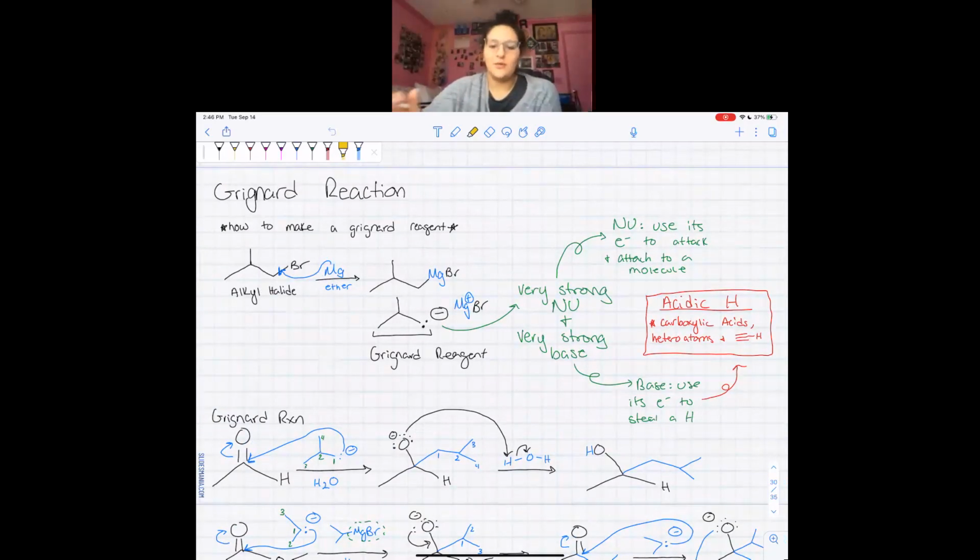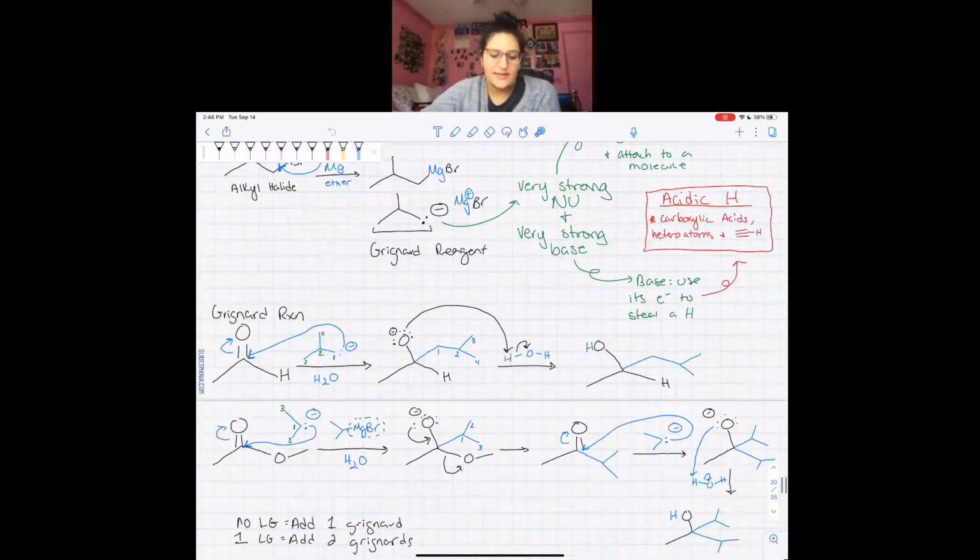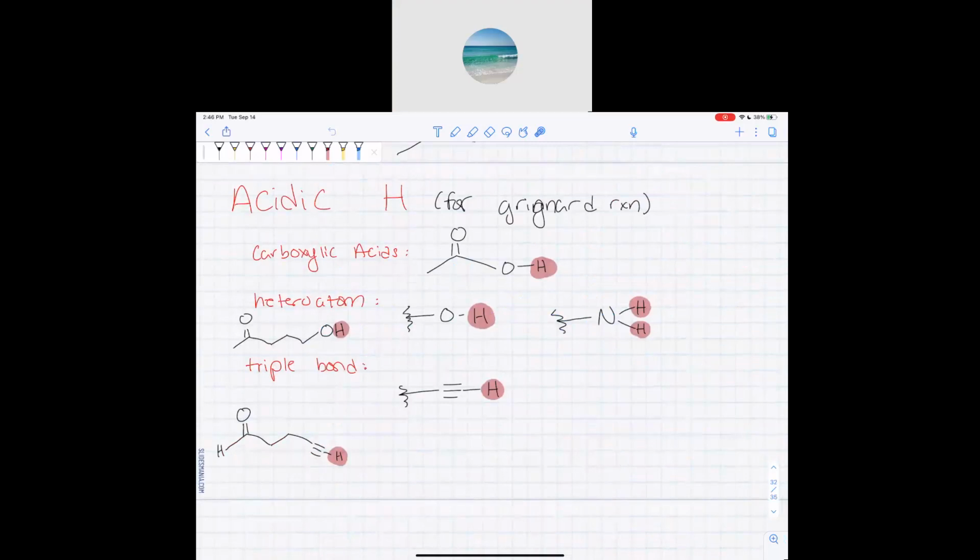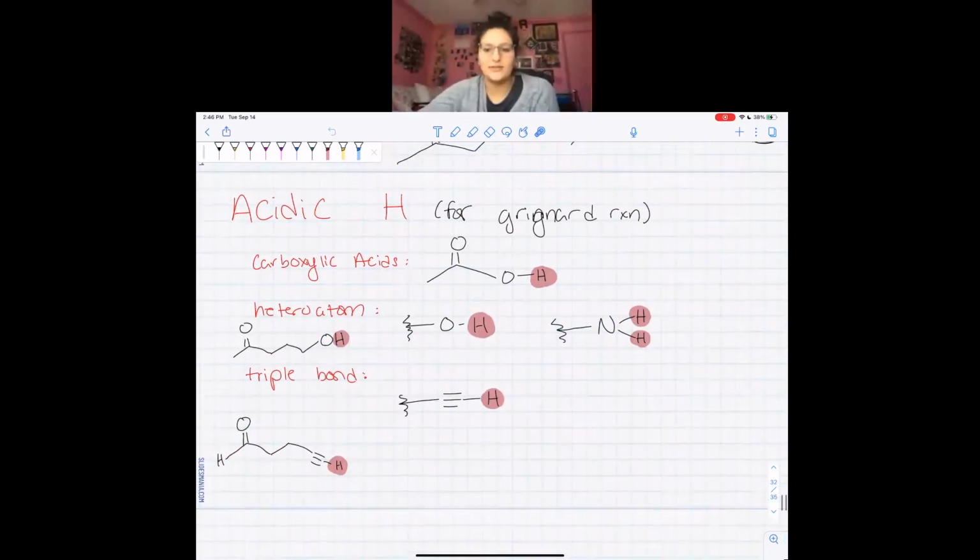But so we could have an acidic hydrogen either in this step or in the actual reaction, right? And if we have an acidic hydrogen, that's basically going to make it a no reaction for the Grignard reaction, and it's instead going to turn it into an acid-base reaction. So down here, I went into more detail about what exactly an acidic hydrogen entails as far as the Grignard reaction.